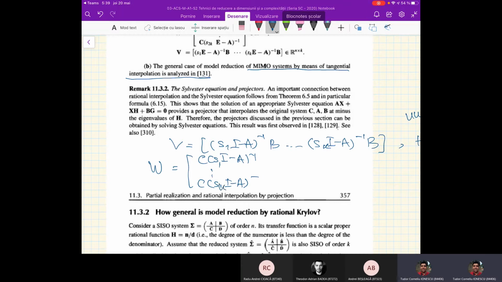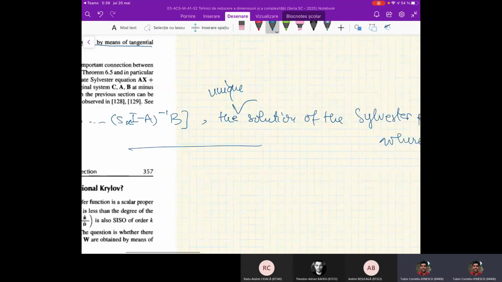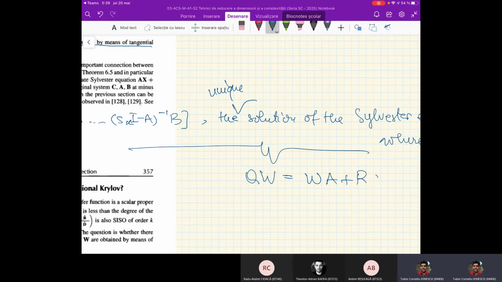S1 up to SK, sorry, I minus A inverse. It's the unique solution of the Sylvester equation W equals WA plus RC, where Q is diagonal of S1 up to Sk. This is a diagonal matrix. And R is the vector 1, 1, 1 of dimension K.